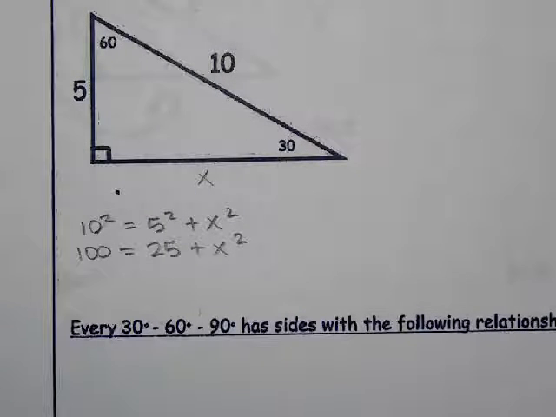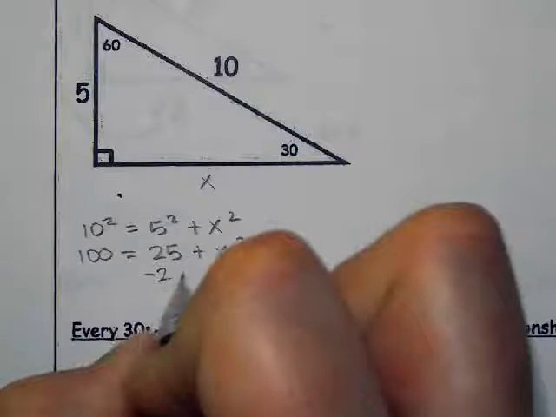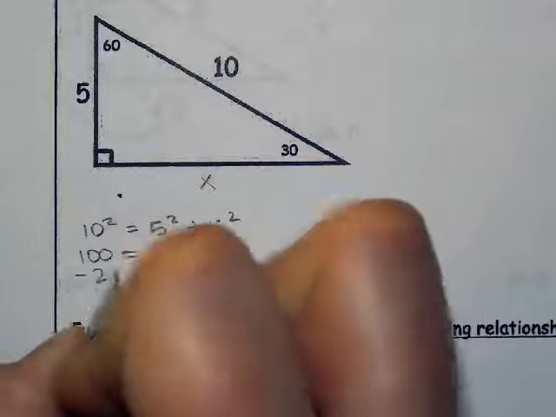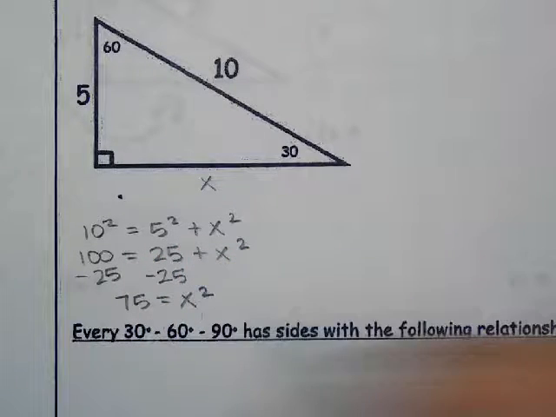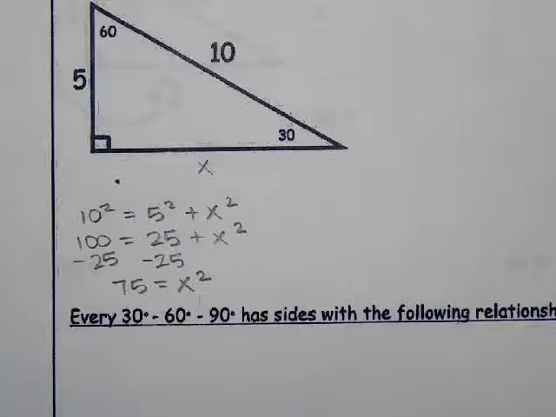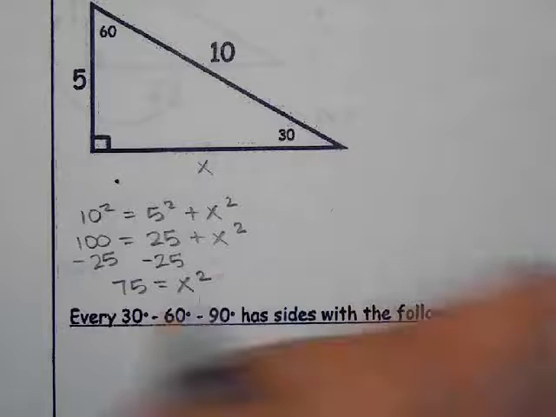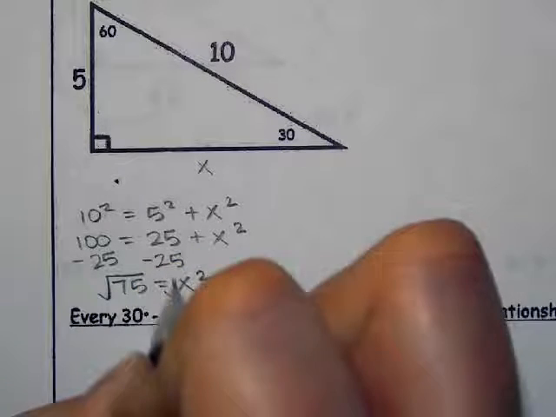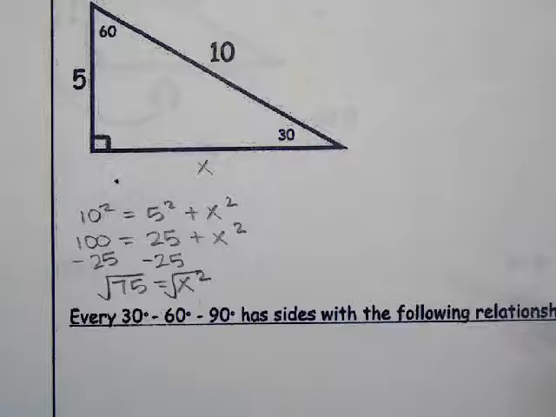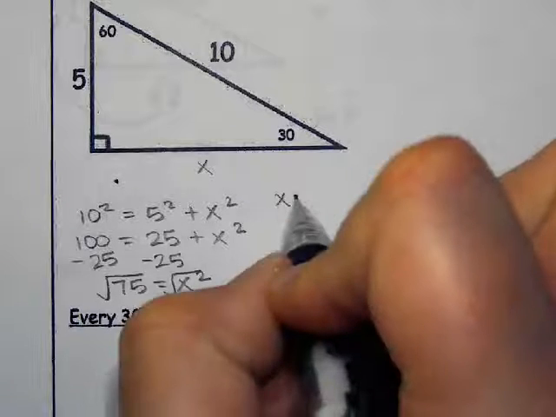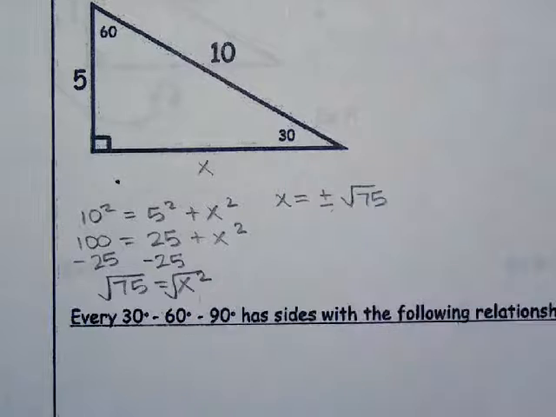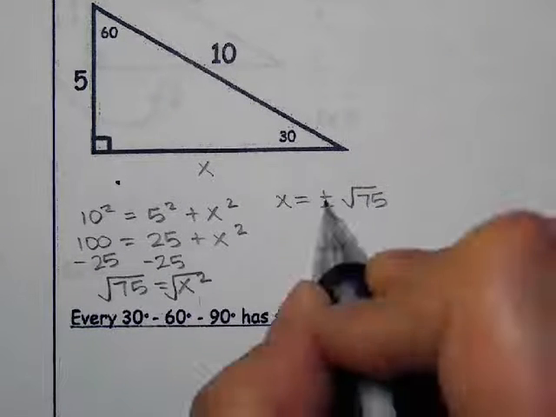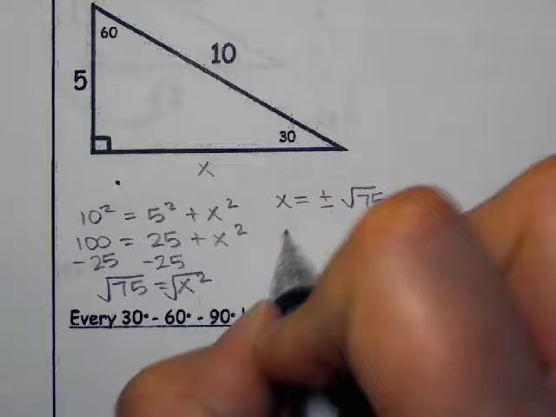And then how do I want to solve for x? Okay, so I'll minus the 25, which gives me 75. And then what do I do? Square root. And how many answers do I have? 2. X equals plus or minus square root 75. But the actual answer we're going to use is the positive version, not the negative version.